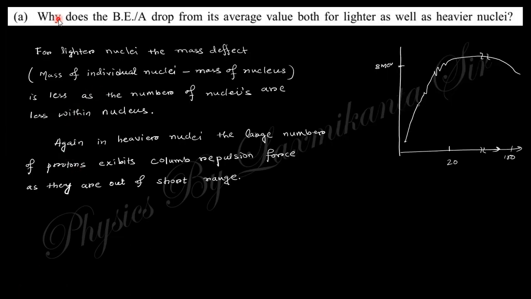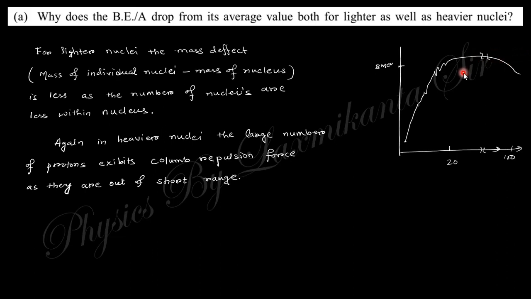The first question says, why does the binding energy per nucleon, where A is the number of nucleons in the nucleus, drop from its average value both for lighter as well as heavier nuclei? If you remember, the binding energy per nucleon versus A graph is like that. For very light nuclei, the binding energy per nucleon is lower. In the case of heavier nuclei, this is also lower. In the mid region, this is the average value.